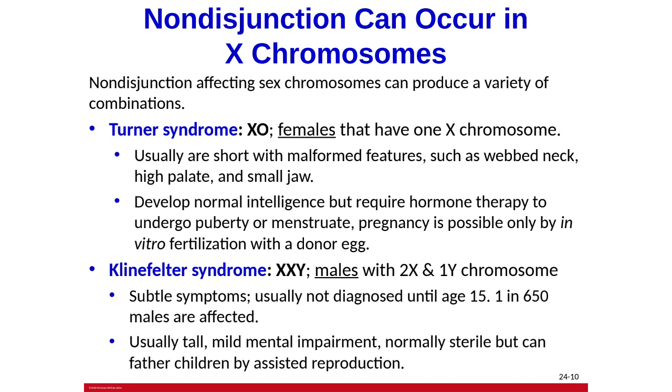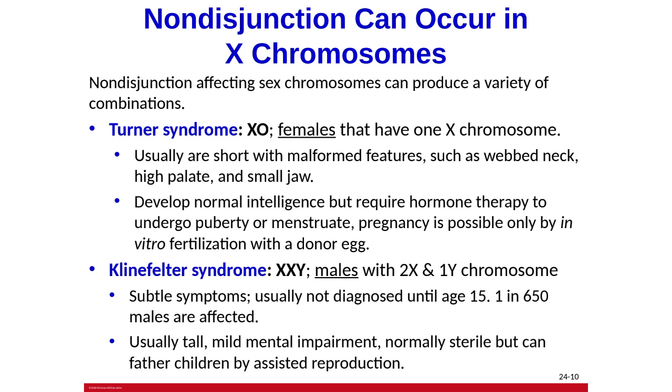Now, these individuals are typically tall. Why are they tall? Well, one reason is testosterone, which is an androgen, essentially a hormone that makes men, and is actually one of the things that limits growth of long bones. So these individuals are a little bit tall. They may have mild mental impairment, but of course that's not always the case.